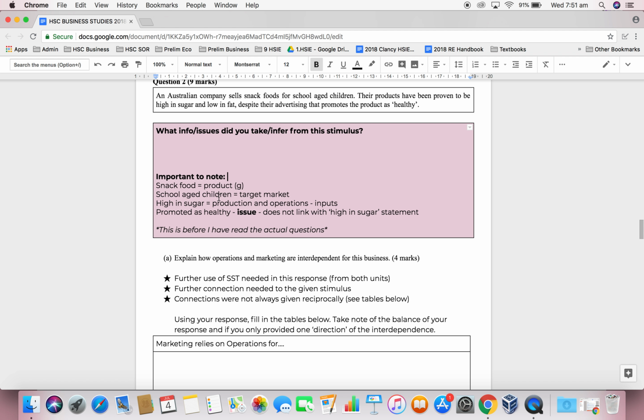So what did I take from the stimulus? The snack food is the product, and it's a good. The school-aged children were their target market. This is who they want to eat it, or influence their parents to buy the product. It's high in sugar, and that made me think about operations.